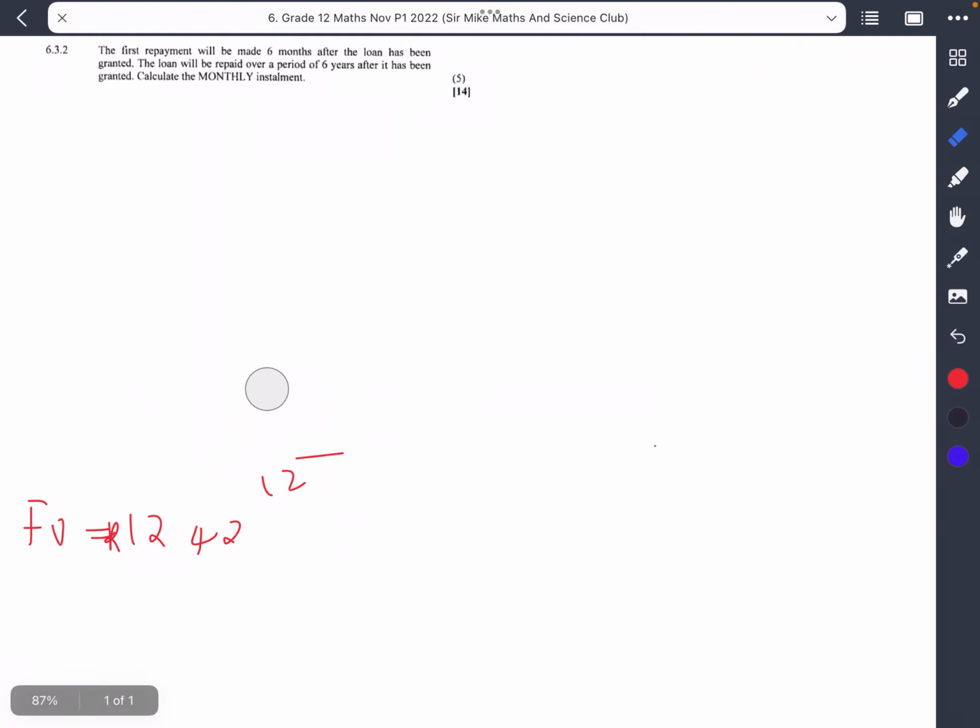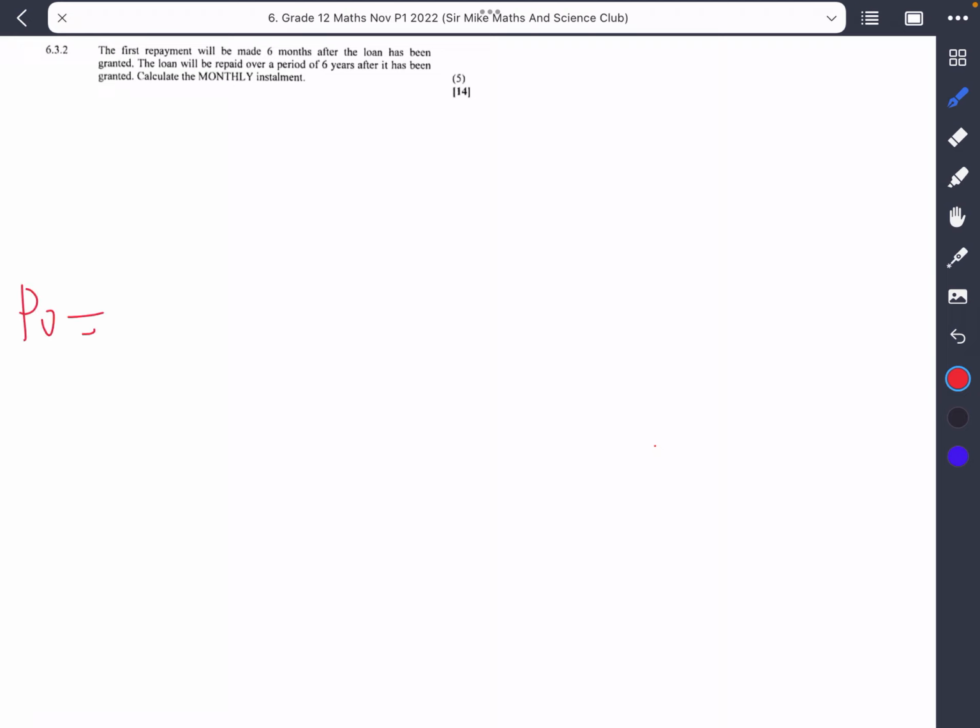So they said that the first payment will be made 6 months after the loan has been granted. They say that the loan will be paid over a period of 6 years after it has been granted. Calculate the monthly installment. Now remember, this is a present value annuity, because we have this money right now, and we are trying to pay it back. So this makes this a present value annuity. Now we know that the present value annuity formula says that. Let me just scroll that down again, and erase that.